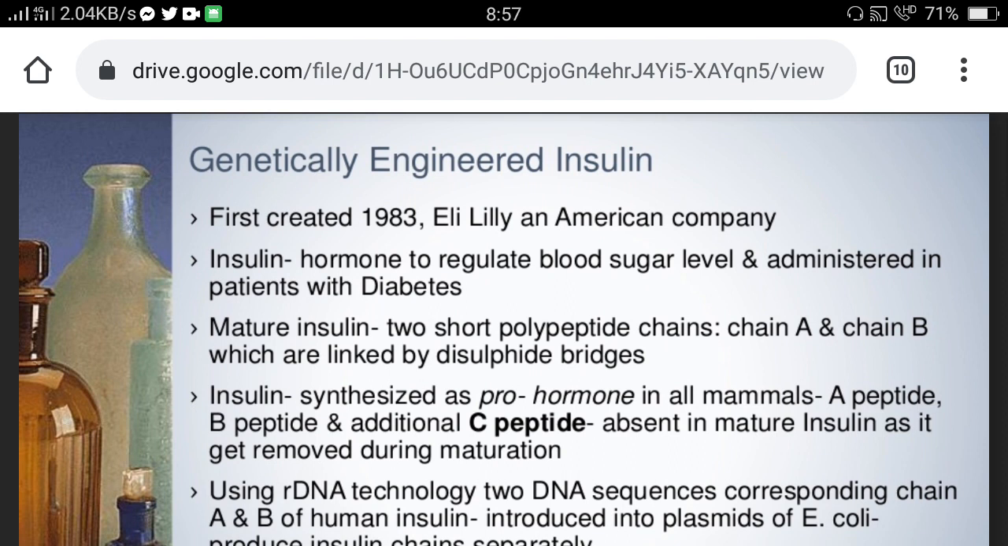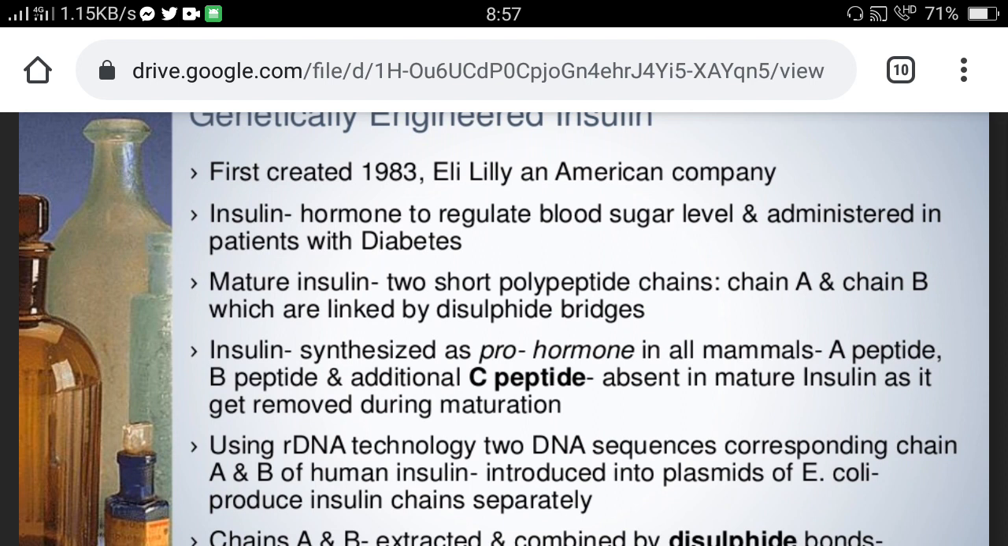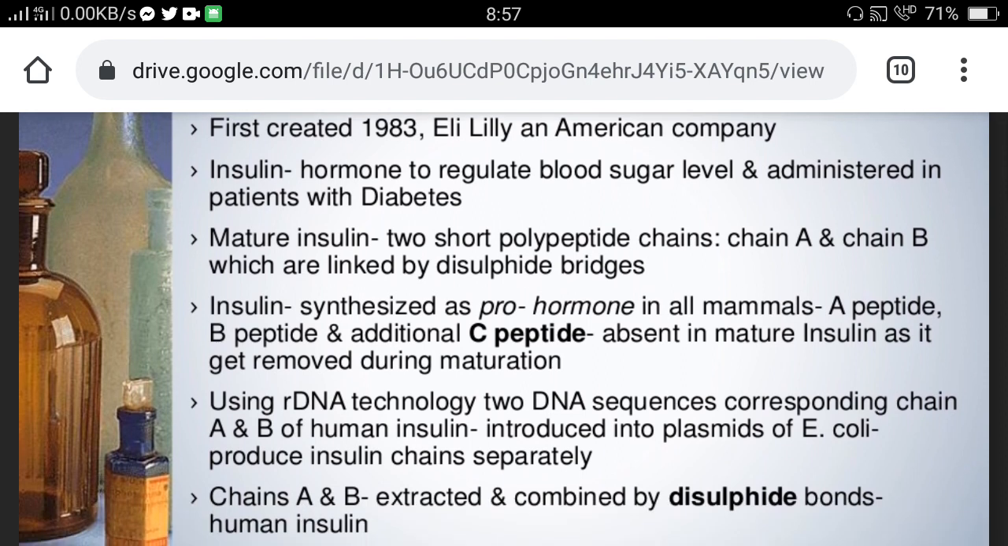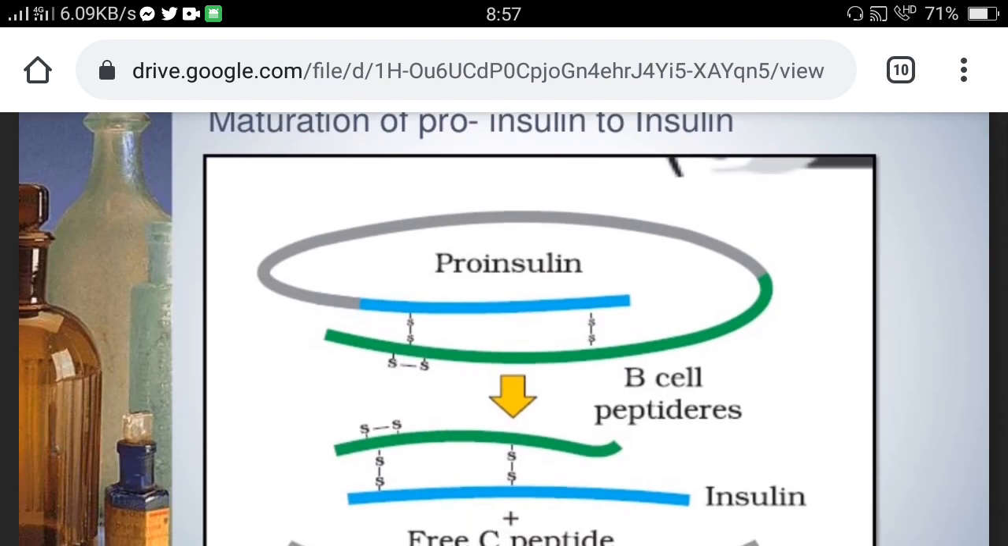Mature insulin has two short polypeptide chains, chain A and chain B, which are linked by disulfide bridges. Insulin is synthesized as a prohormone in all mammals, with A peptide, B peptide and an additional C peptide, which is absent in mature insulin as it gets removed during maturation. Using rDNA technology, two DNA sequences corresponding to chains A and B of human insulin were introduced into plasmids of E. coli to produce insulin chains separately. Chains A and B are extracted and combined by disulfide bonds, and that is human insulin. Maturation of proinsulin to insulin.